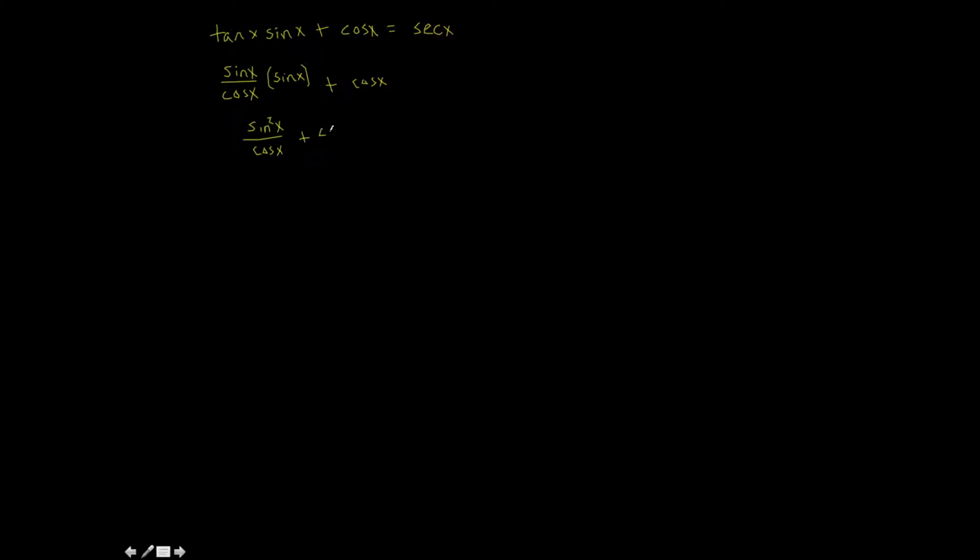Now, the first thing I notice is secant x, remember, is 1 over cosine. Well, I already have cosine on the bottom here. So my goal is to combine these two and have cosine on the top. Well, let's go for that. We already have cosine on the bottom here, so let's get a common denominator. A common denominator of cosine x.